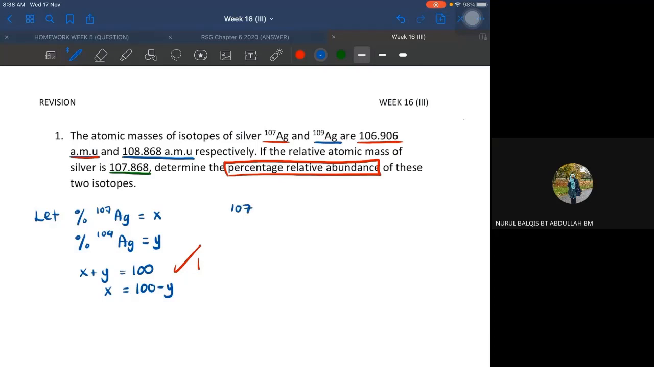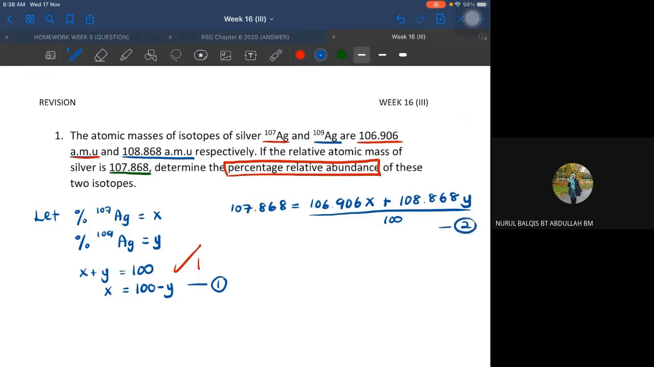So 107.868 equal to. So kita punya isotopic mass for 106.906. Kita akan darab dengan X. And then the other one gonna be 108.868Y. Okay, and then divided by 100. Okay, so lepas tu awak pun tadi tu lupa nak buat. Ini kita let jadi equation number 1. This one kita akan let as equation number 2.